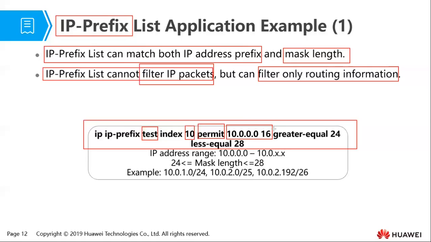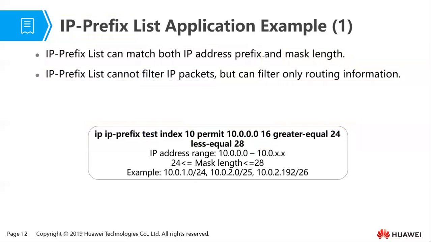Now, an IP prefix can also include greater-equal or less-equal parameters. These parameters are simply used to specify a mask range.